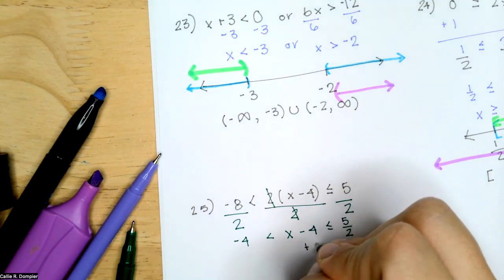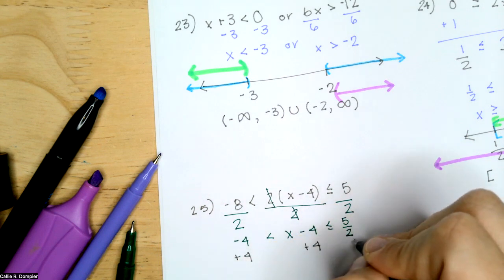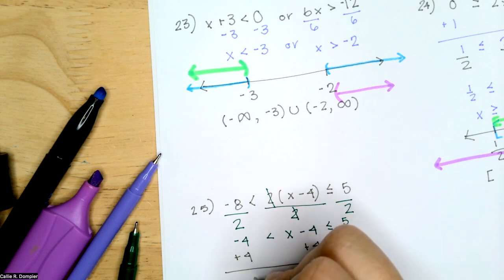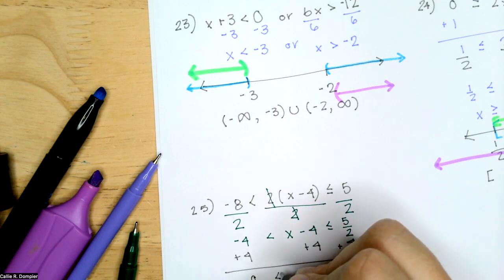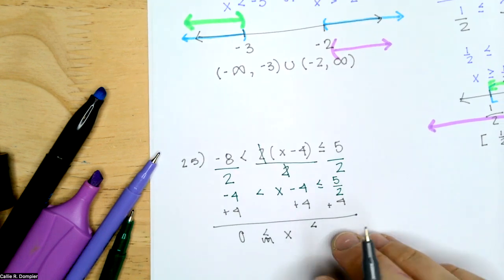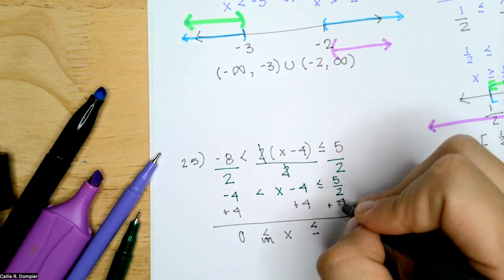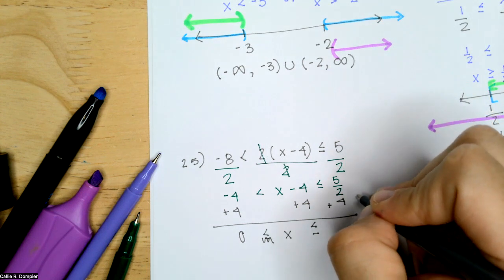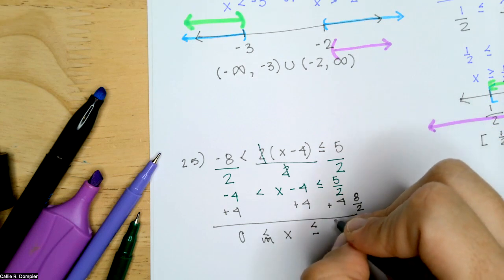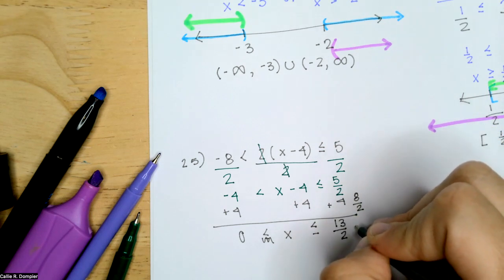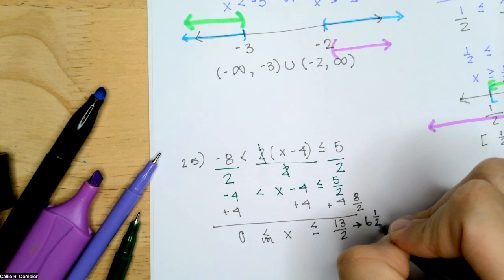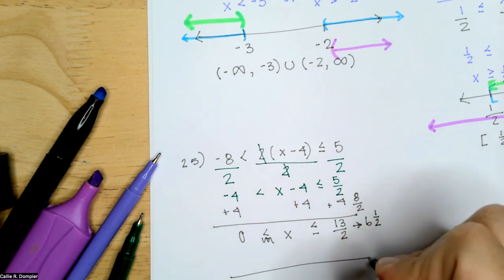Now I'm going to add 4, add 4, add 4, right? Negative 4 plus 4 is just 0. Is less than or equal to x. Or sorry, is less than x. I don't want to start adding information. Which is less than or equal to 5 halves plus 4. 5 halves plus 4 is 8 halves, right? So 5 plus 8 is 13 halves. 13 halves is the same number as 6.5. Good.